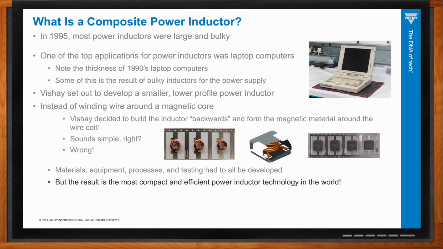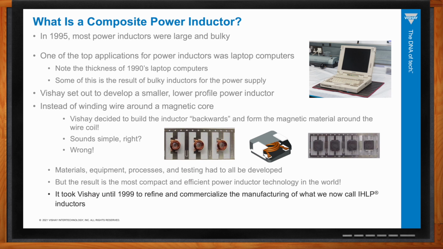It took Vishay until about 1999 to actually refine and commercialize the manufacturing of what we now call our IHLP inductors. The I is for inductor, the H is for high current, the L and the P is for low profile. So inductor, high current, low profile, so that we could enable laptops and other types of computing devices to be smaller and thinner.